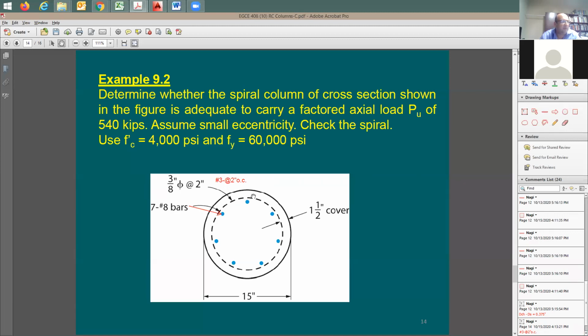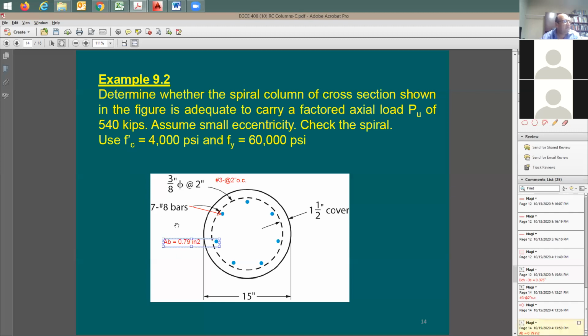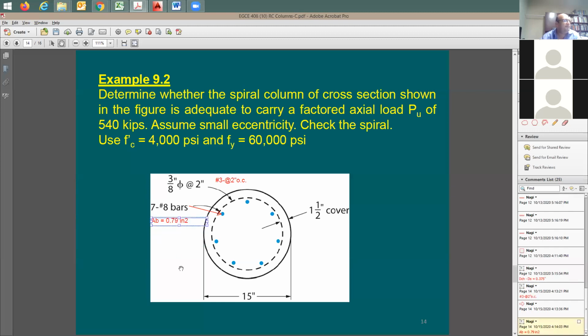So this gave me 7 number 8 rebars, right? I have 7 rebars, 1, 2, 3, 4, 5, 6, 7, and this gave me number 8. The diameter is number 8. And how much is the cross-section area for one number 8? Anyone knows? A sub B for number 8 equals 0.79 square inches. Okay. So I have total of 7 multiplied by 0.79, right?